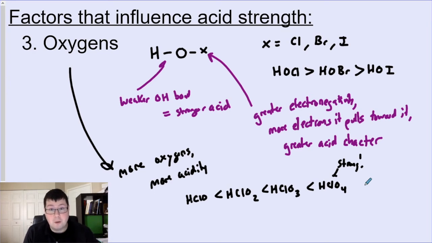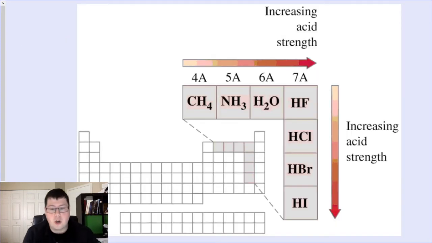So to review, we've seen that as we go across a period, we have increasing electronegativity. That leads to increasing acidic character. As we go down a group, we also have increasing acidic character due to weaker bonds. And we can summarize that using a chart that you'll see in your text: if you look at the binary acids, you get increasing strength across a period, and increasing strength down a group.